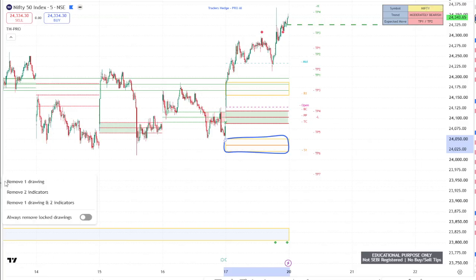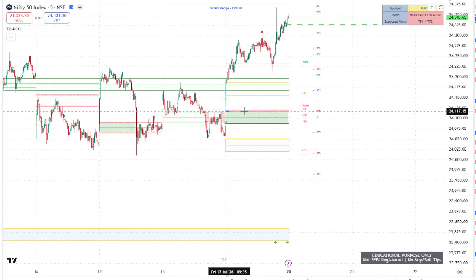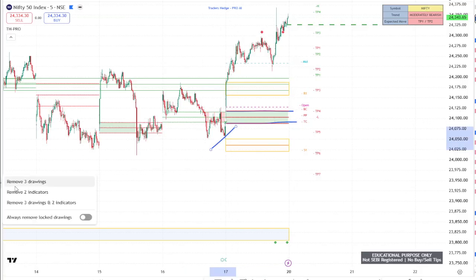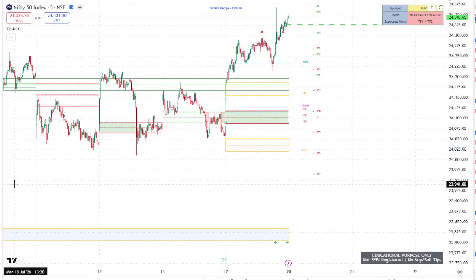And the CPR, as you know, will act as a strong support if the price is coming from above. It will act as a strong resistance if the price is coming from below. So for more detailed explanations of these, you can check out the videos in the app.